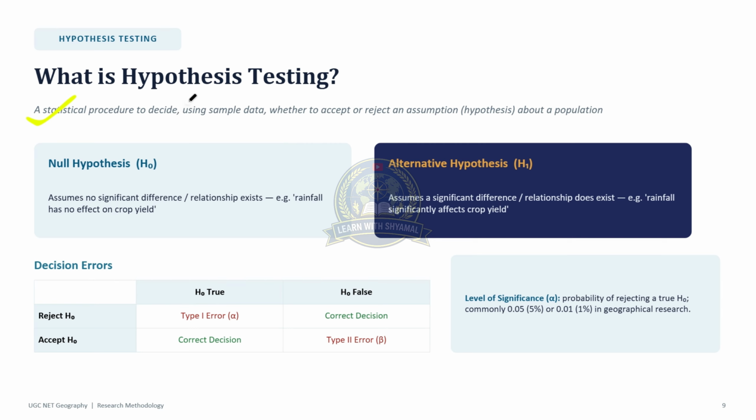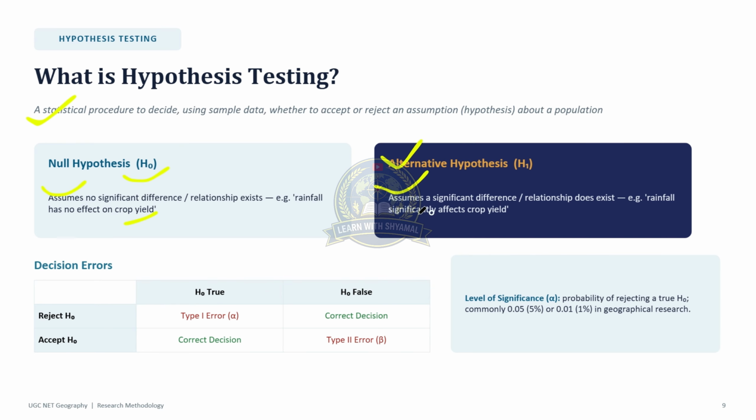Okay, there are two types of hypothesis: null hypothesis and alternative hypothesis. Null hypothesis assumes no significant difference or relationship exists between variables. Example, rainfall has no effect on crop yield. Okay, there is no relationship between rainfall and crop yield. Alternative hypothesis assumes a significant difference. That means a relationship does exist.